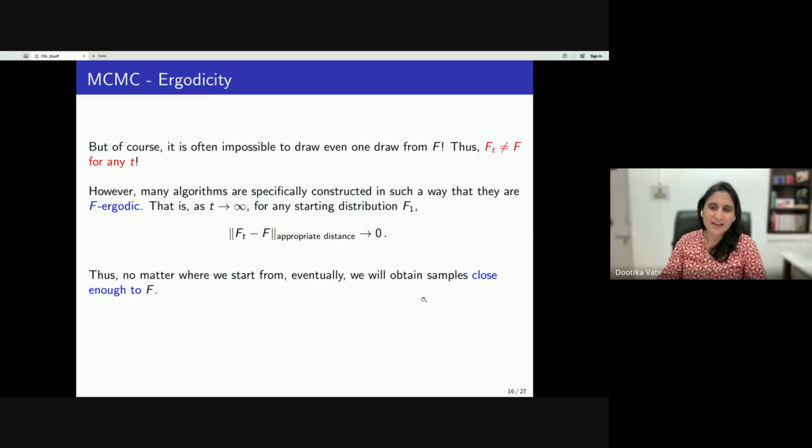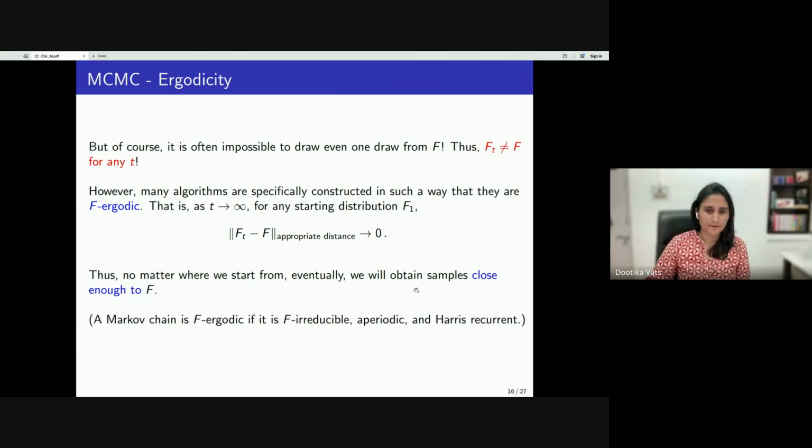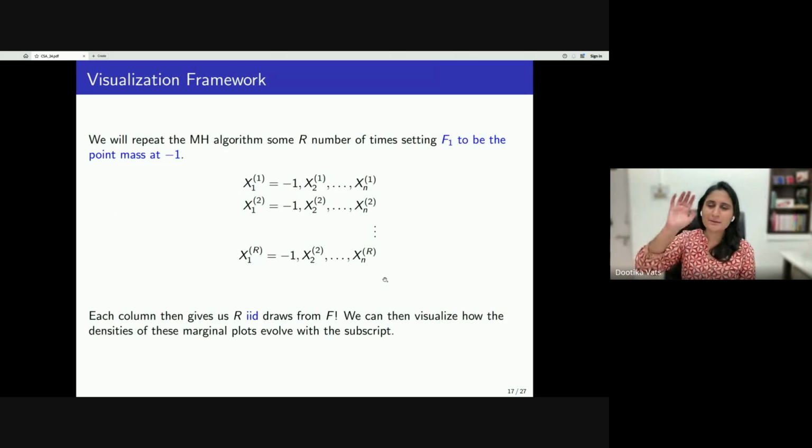Okay, so we are going to try and visualize this. But we should remember that eventually they will be from F, but in any finite time, they will just be close enough to F, not exactly F. And I will repeat the same process as I described before, but now, instead of setting the starting distribution to be F, I will set it to be F1, which is a very bad starting distribution, a point mass at -1, which means all my starting draws for all the R Markov chains are -1, -1, -1, and each of the rows again is one Markov chain. So I'll run each of the rows again.